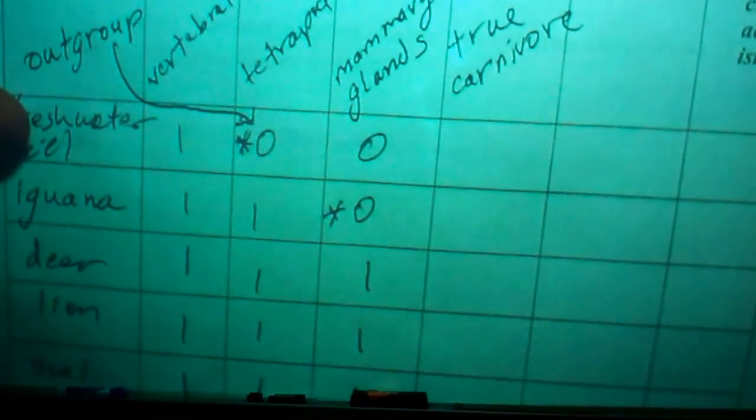So the important thing is when you keep going through this, you don't want to use any trait that's going to bring the old outgroup back into the phylogeny. So the eels don't have it. The iguanas don't have it, so they're a new outgroup. However, the deer, the lion, and the seal all have the trait. So continuing on with this, the next thing that we came up with was a true carnivore. The one thing that we had thought about was using carnivore as one, but a freshwater eel does eat meat. However, it's a scavenger. So a true carnivore is something that eats only living stuff, like a seal and a snake. They only eat things that are alive. So the freshwater eel is still out, the iguana is out, the deer is now our new outgroup, and the lion and the seal continue on.